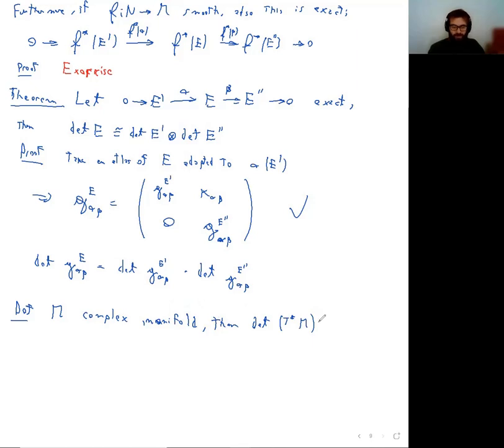So if you have a complex manifold, we can consider its tangent bundle, its cotangent bundle, and then take the determinant bundle of that. This has a special name and is the canonical bundle of M. Very, very much studied.